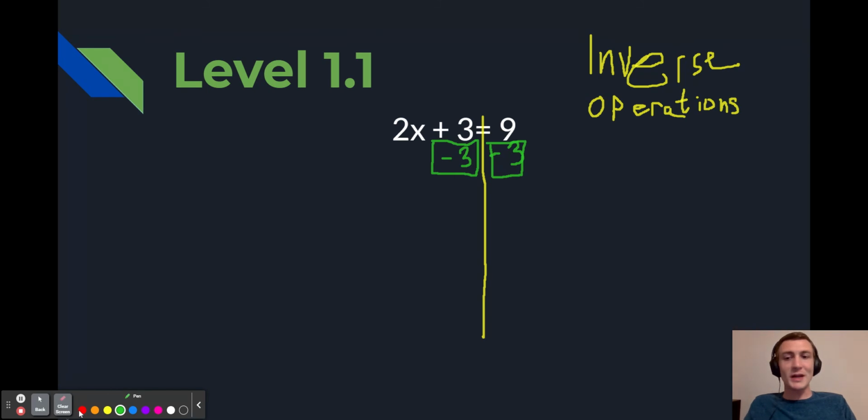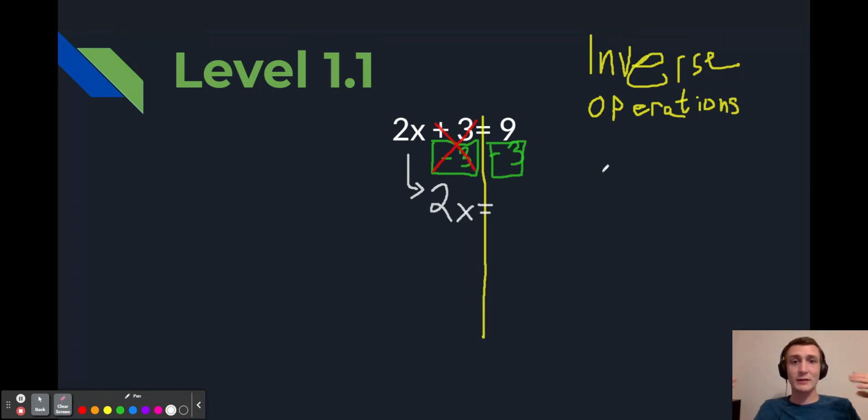Now, what does this do? Well, the big reason we do this, remember, is to get rid of this plus 3 and this minus 3. That cancels those out. And what we're left with here is just this basic 2x, right? So we get 2x equals, and then we have this side left.